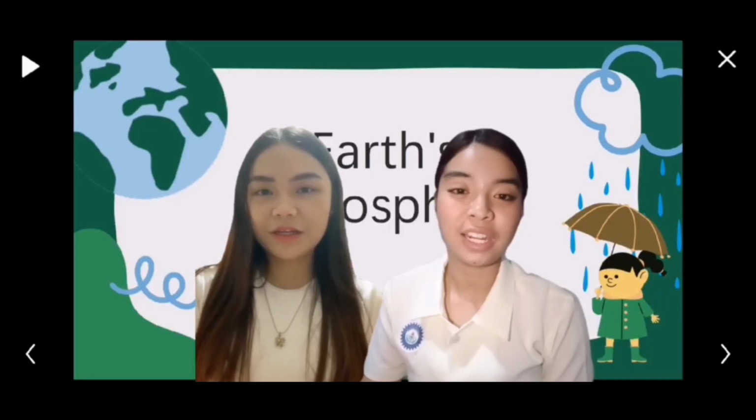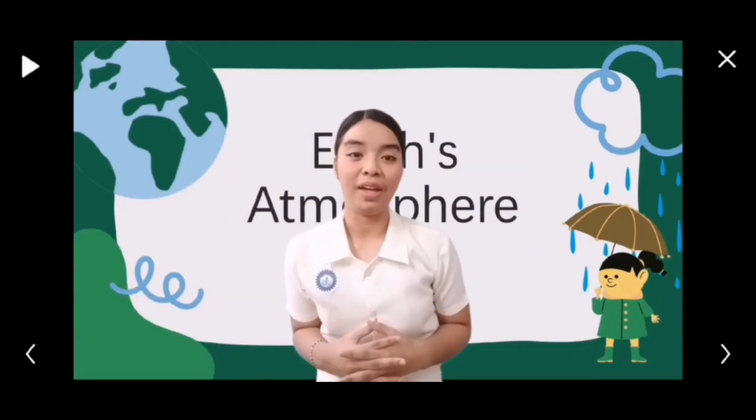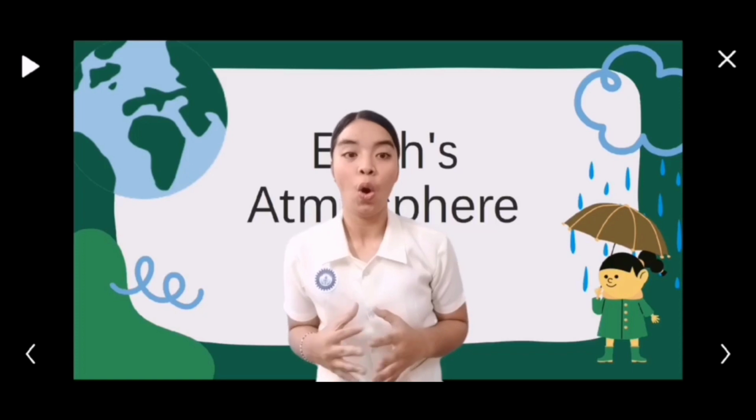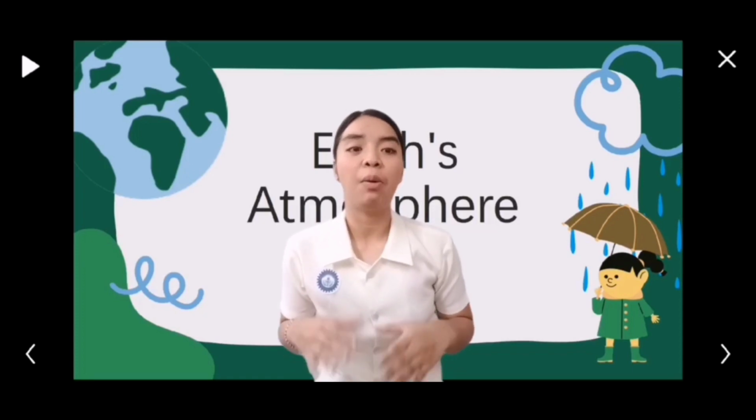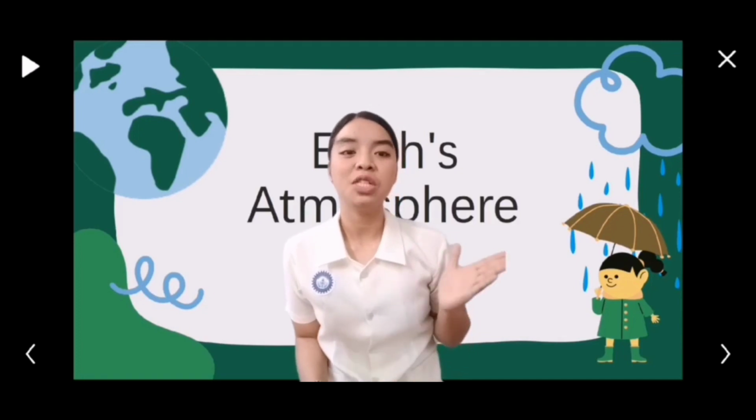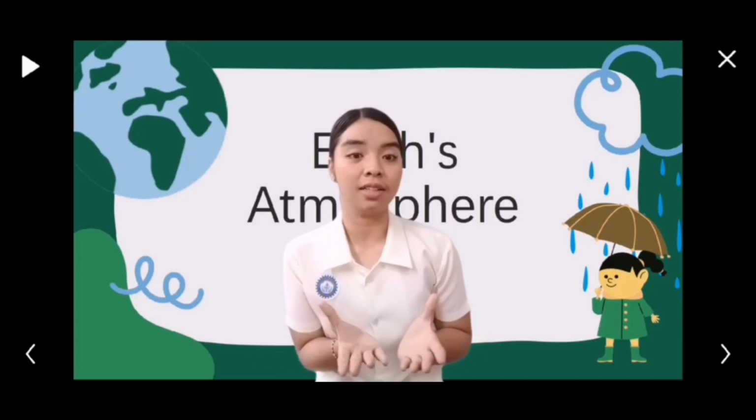And today, we're here to discuss the Earth atmosphere. So before we proceed to our topic, we know that Earth is the only planet that is known to sustain life in our solar system. One of the factors that made our planet habitable is its atmosphere. The atmosphere is the blanket or envelope of gases that surrounds the Earth.